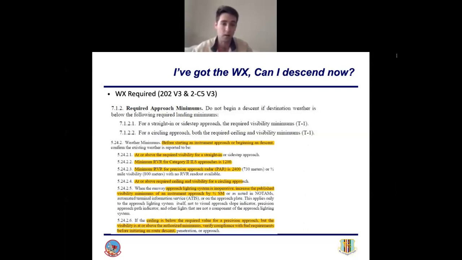It's a good case of pubs agreeing with each other, instead of us being like, well, this pub says this and this pub says that. Which one do I listen to? This is pretty clean cut. So just make sure that your weather supports an approach before you descend.